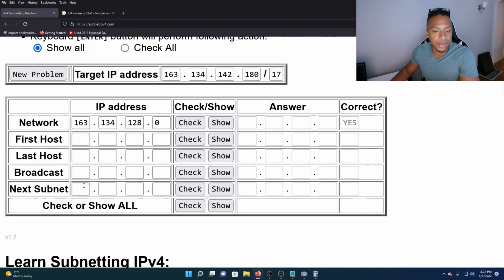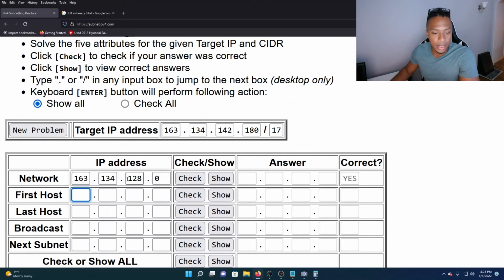So now we're going to find the first host. Like I said, this is going to be a little more difficult just because we're doing a different subnet here. But it's the same concept. We're just going to add 1. So 163.134. This could be confusing because I said we're going to leave this alone.